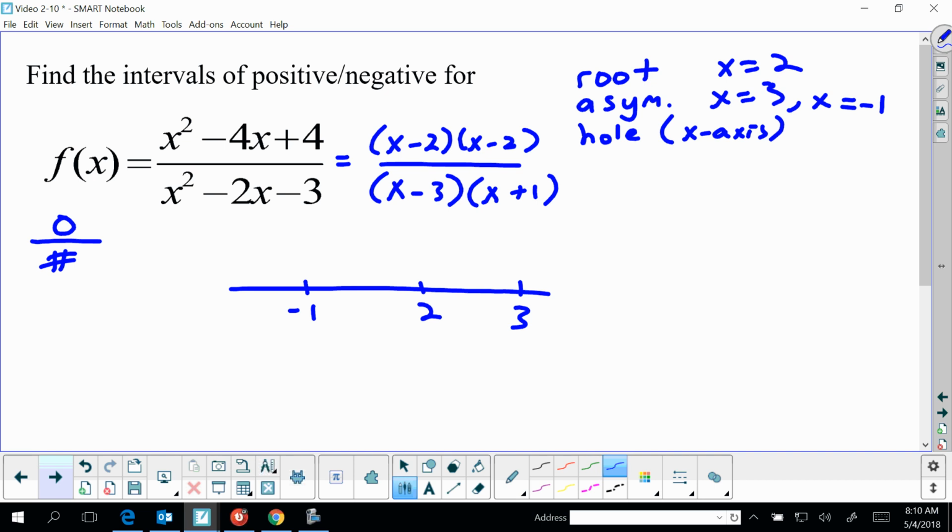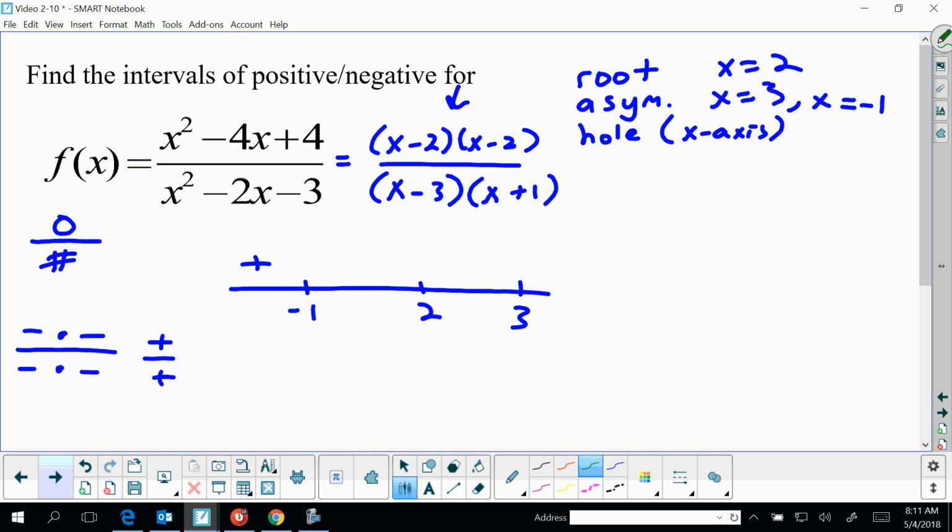So let's start with the interval on the far left. Left of -1, we could try something like -10. We're going to sub it in for each of our factors and see what it would give us. If you sub -10 into x minus 2, you'll get a -12. So that's a negative times another negative. -10 put in the bottom would give us -13, so that's another negative. And then -10 plus 1 would give us another negative. So a negative times a negative is a positive, a negative times a negative is a positive, and a positive divided by a positive would give us a plus. So we don't really care what the number is, we just are trying to figure out if it's positive or negative.